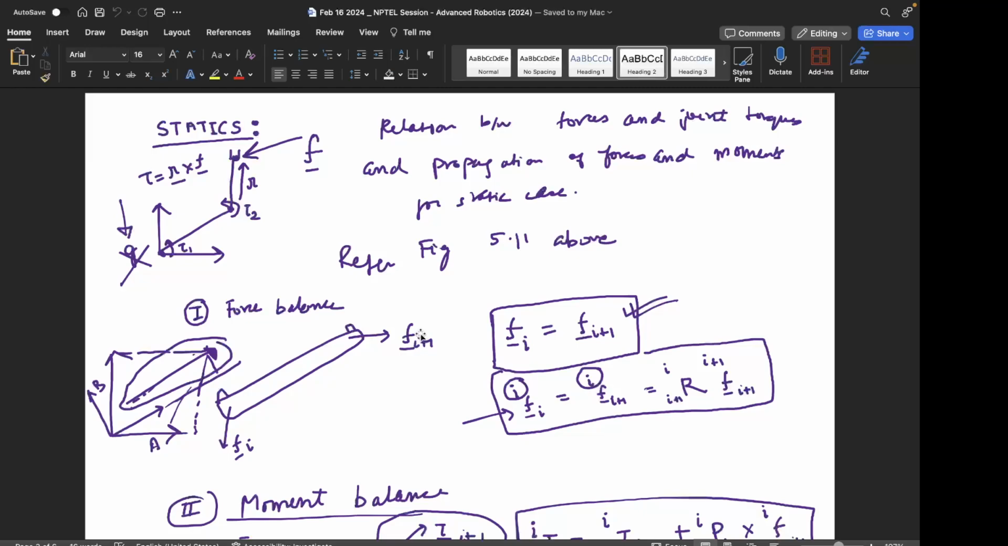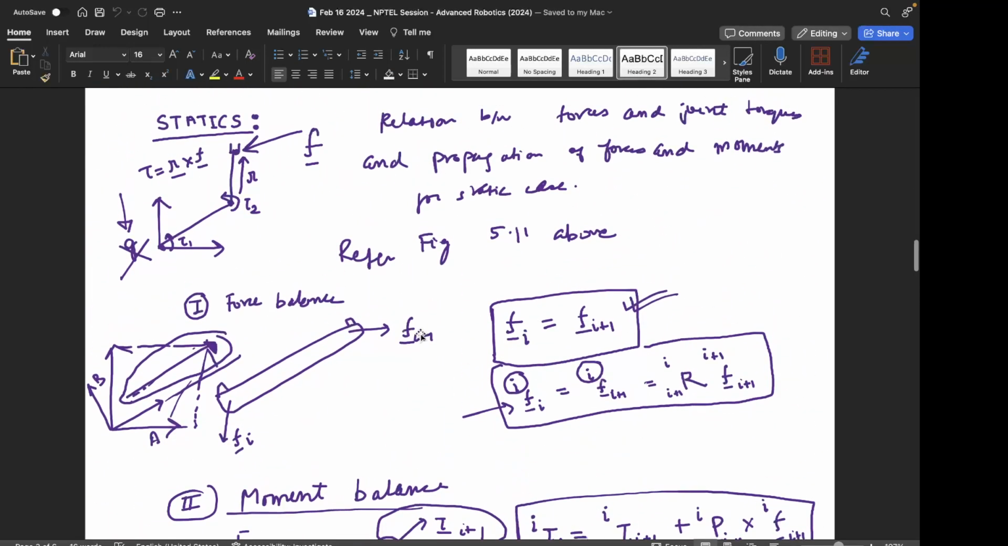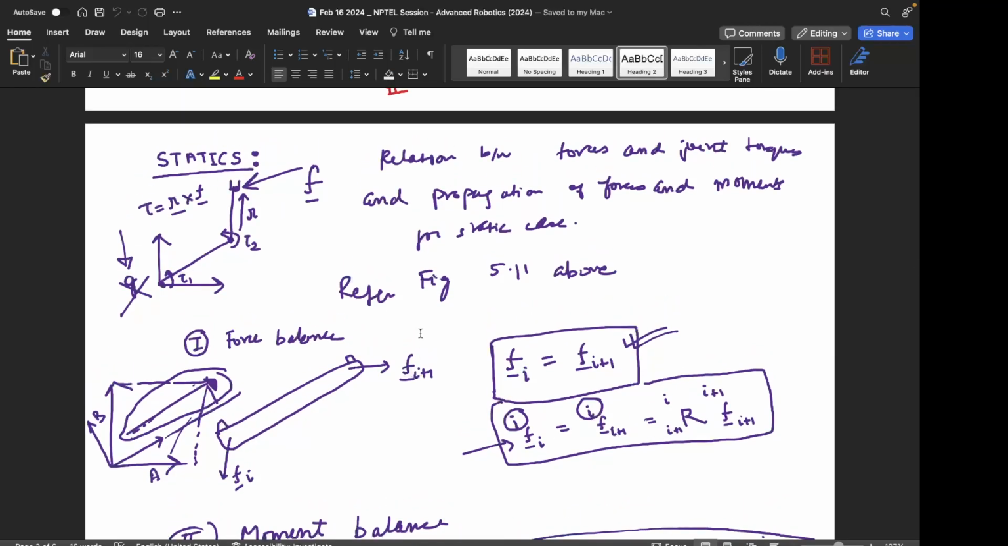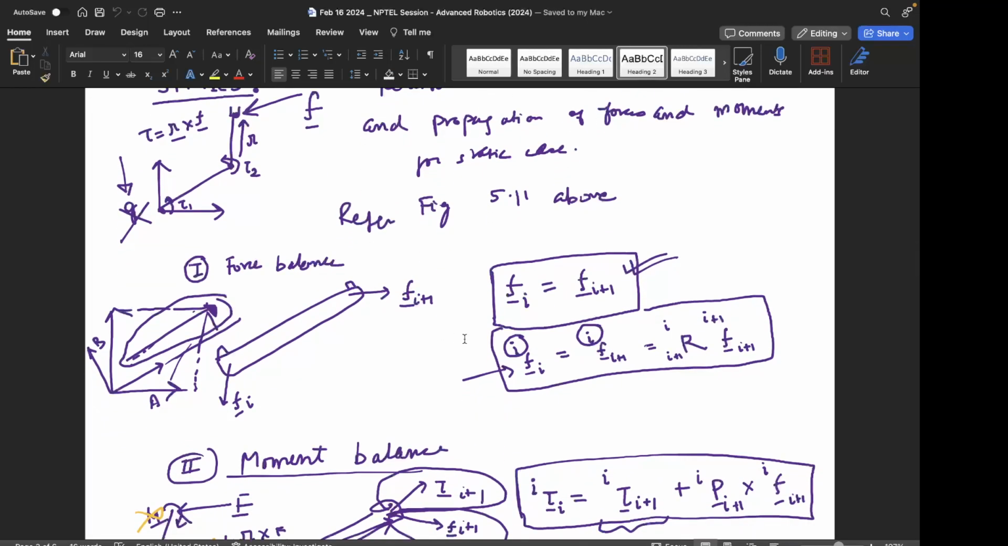The bottom line is that on any given link, the sum of all the forces should be zero. When you are writing this, just take care of the directions in which all the forces are acting, right? And we saw that in the example also. So again, I will go through the example, and maybe it will be clear. But the bottom line is that in the static equilibrium case, the sum of all the forces is zero. Sigma F is equal to zero, right? And sigma F is the sum of all the forces acting on the given body.